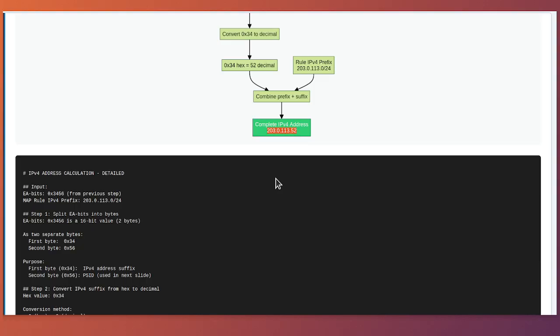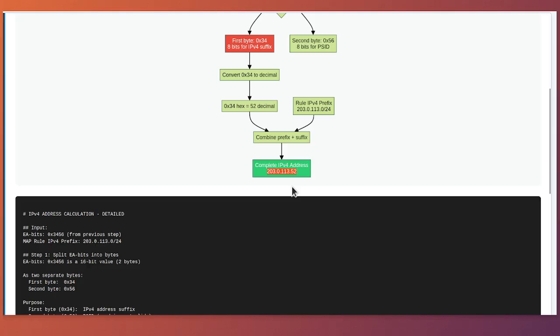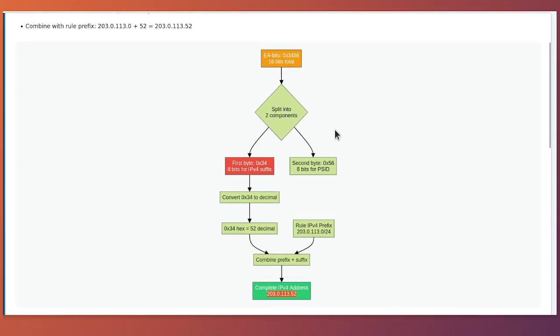The fourth octet, which represents bits 24 through 31 of the IPv4 address, is what we calculate from the EA bits. We calculated the IPv4 suffix as 52, so the fourth octet is 52. Therefore, the complete IPv4 address is 203.0.113.52. This is the public IPv4 address that this customer must use for all their internet traffic.